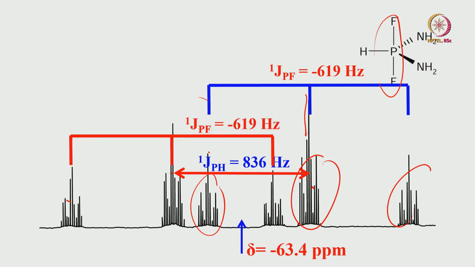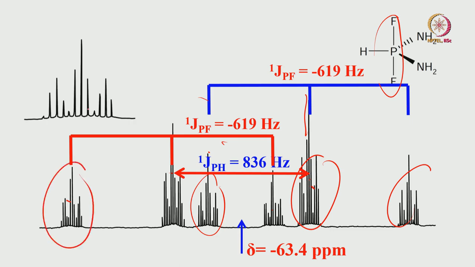Similarly, this also will split into a triplet, and this coupling is again 619. So, we got a doublet of triplets. Fine. Now, we will expand one of them here.